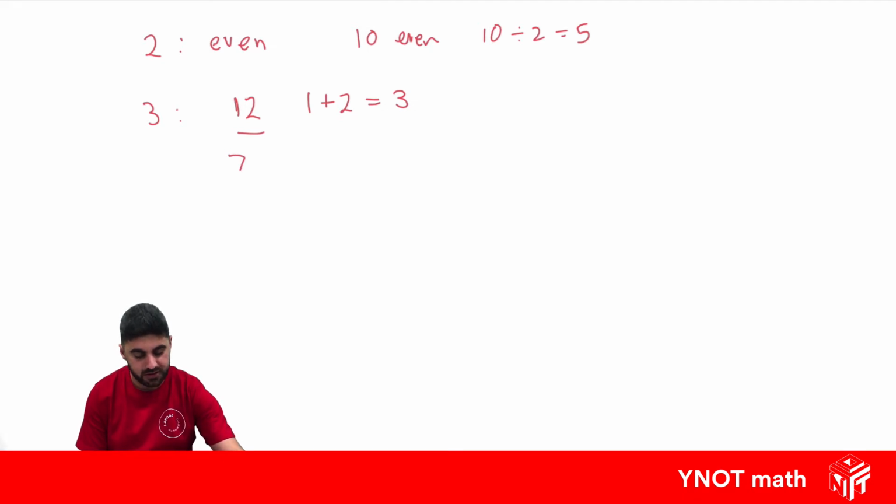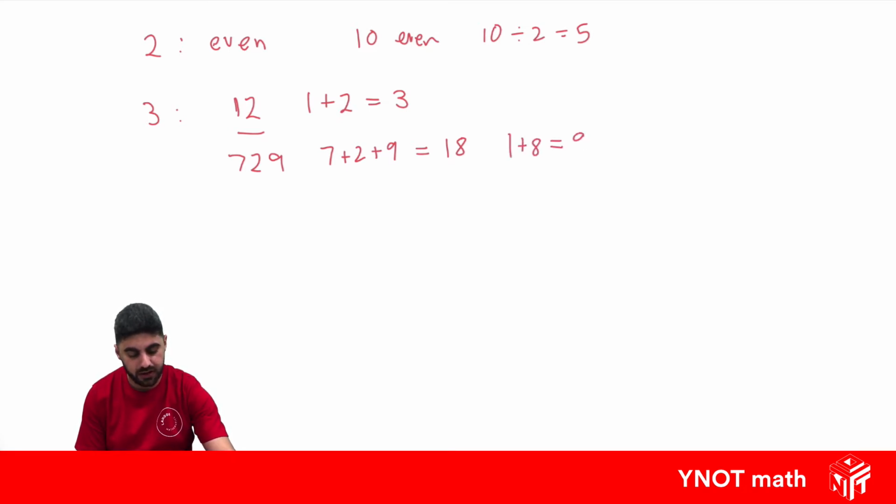What about 729? Is that divisible by 3? Well, let's get all the digits, 7, 2 and 9, and add them all together. And that's going to give us 18. And if you didn't know if 18 was divisible by 3, you can even add those digits together, the 1 and the 8, to get 9. And 9 is divisible by 3, so the original number is divisible by 3.